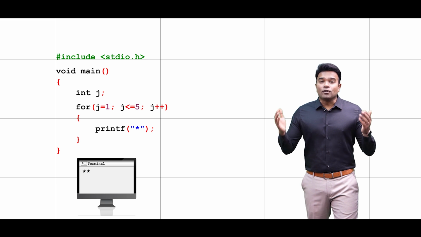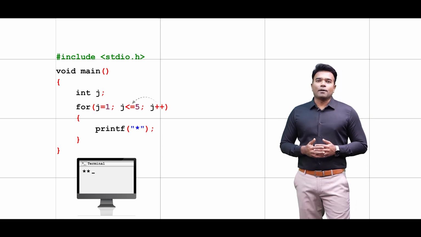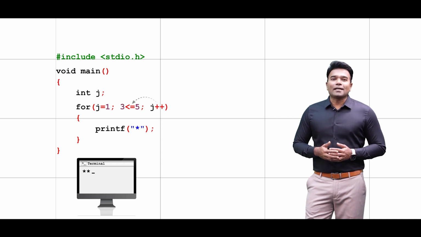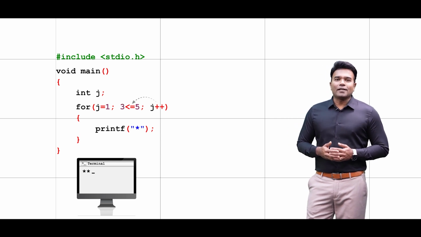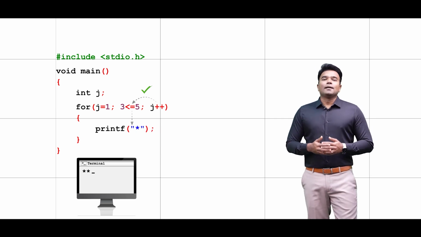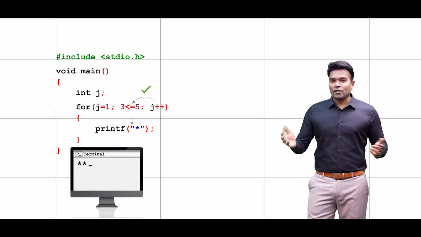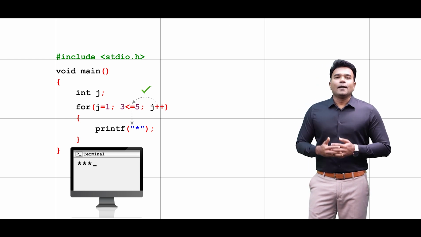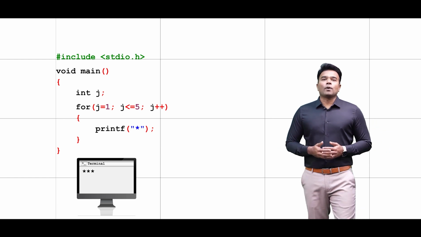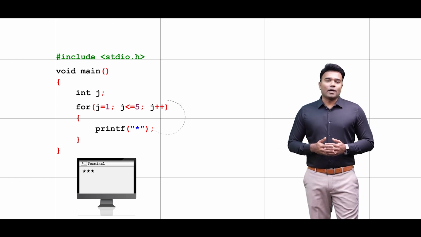And then the control goes to the condition check again, and when we check if j is less than or equal to 5, obviously 3 is less than 5, and since the condition is satisfied, the same printf command gets executed again. This time it is going to print the third star and then move the cursor ahead. And then the control does not come out of the loop. Rather, by now you have understood that it again gets back to the incrementation.